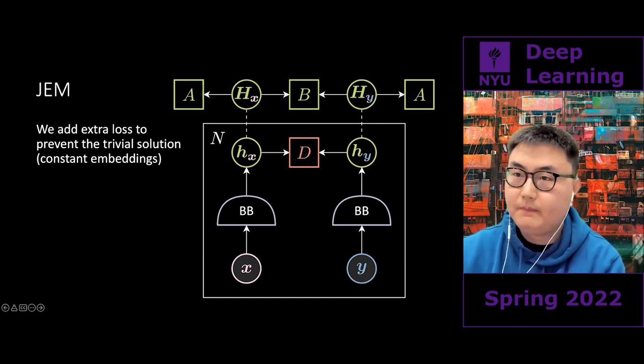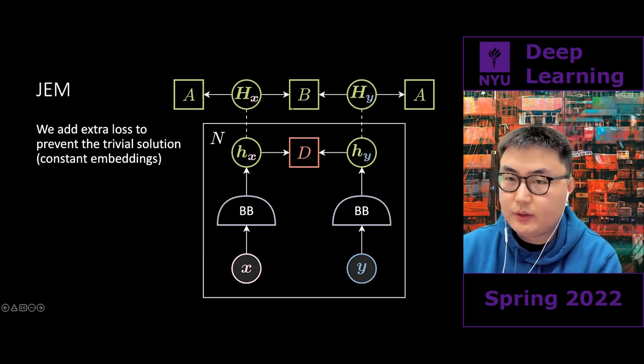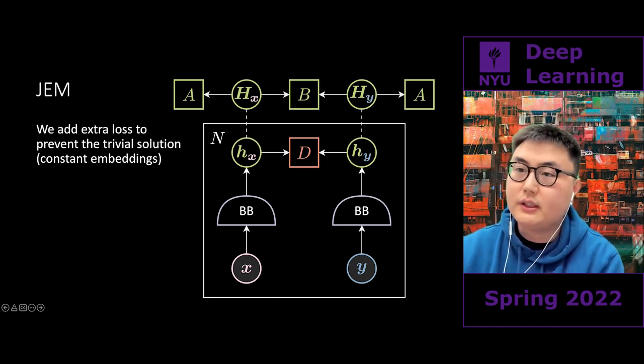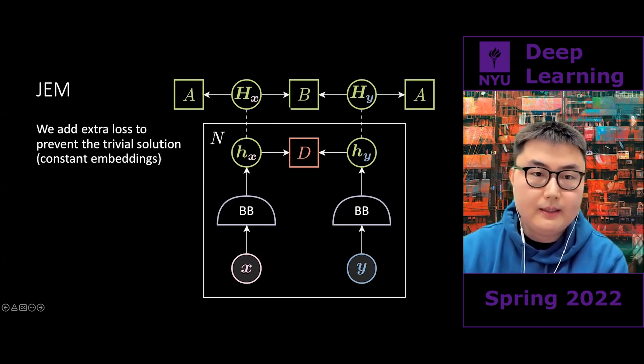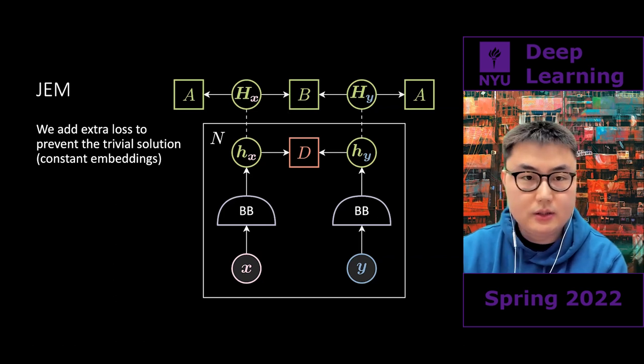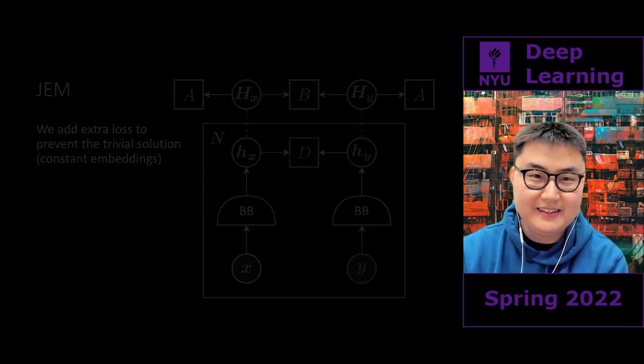And what are A and B? A and B are just the loss functionals. I will explain what they are for different methods. For different joint embedding methods, A and B mean different things. Okay, so should I keep going? Yeah, I will just read the questions as they come up. Okay, yeah.